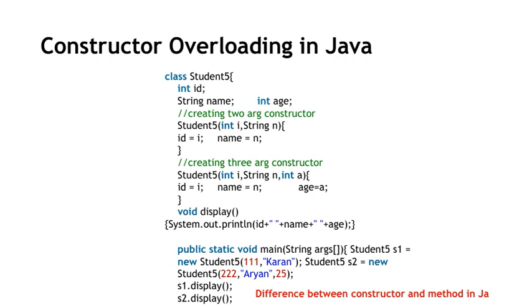Remember, constructors are used specifically for initializing new objects and don't have a return type, whereas methods perform actions and can return values. This distinction is fundamental to understanding how Java handles object creation and functionality.